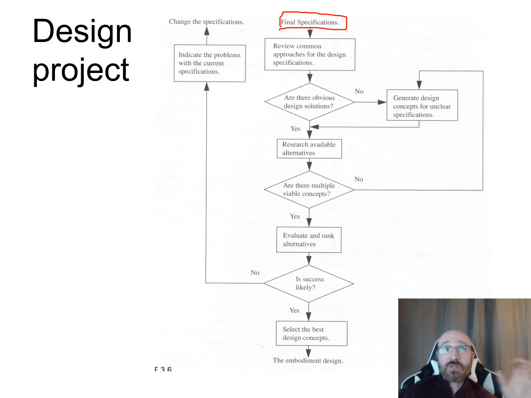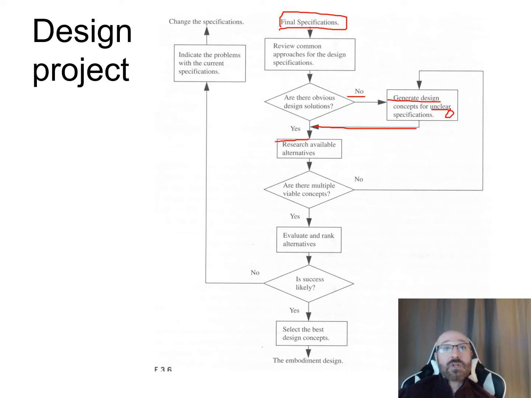Then we ask ourselves this question. Once we've done that review, is there any obvious design solution? If no, there's not an obvious design solution right there, there are a couple different things we need to weigh. We generate design concepts for these unclear specifications so that we can answer yes, there is an obvious design solution. So once we do this, either there is an obvious design solution or we generate design concepts for whatever is unclear in the specifications, and we can come back over here and say, okay, yes, we do have an obvious design solution.